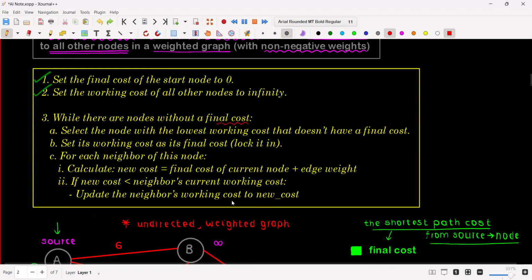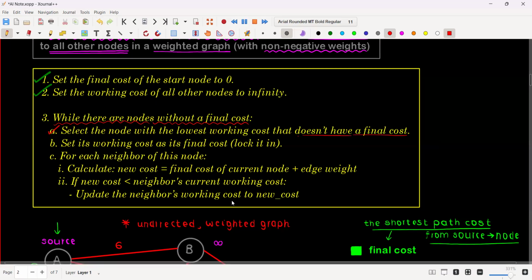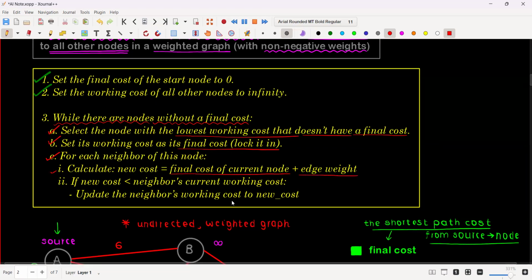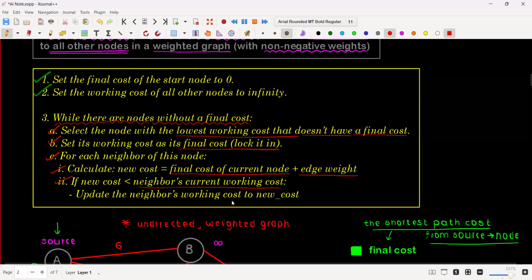While there are nodes without a final cost, step A, select the node with the lowest working cost that doesn't have a final cost. Set its working cost as the final cost. And for each neighbor of this node, calculate its new cost by adding the final cost of the current node plus the edge weight. And then if the new cost that we calculate for this neighbor is less than the neighbor's current working cost, we update the neighbor's current working cost with this new cost. That seems like a lot, but let me explain this to you step by step.